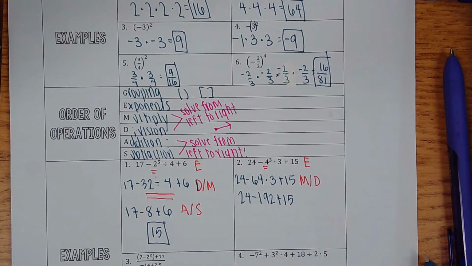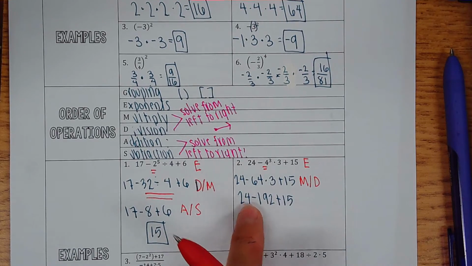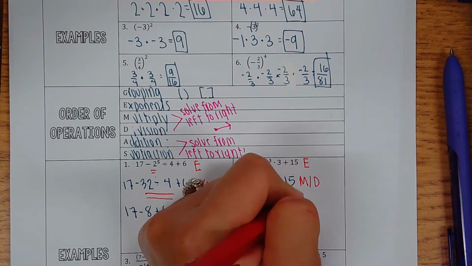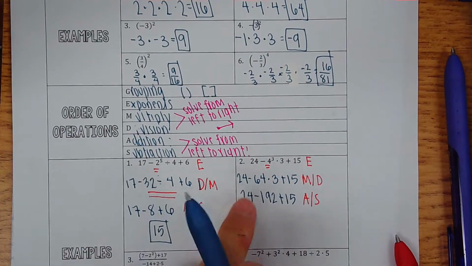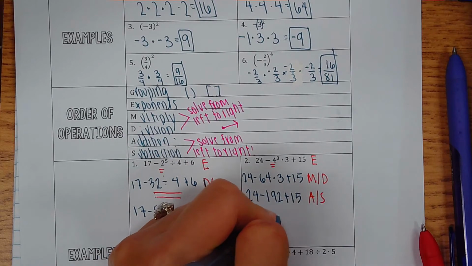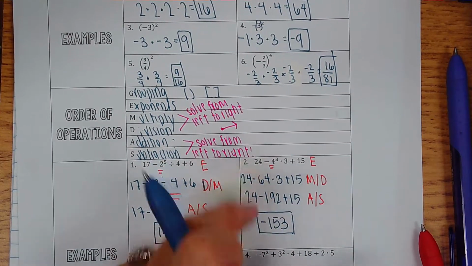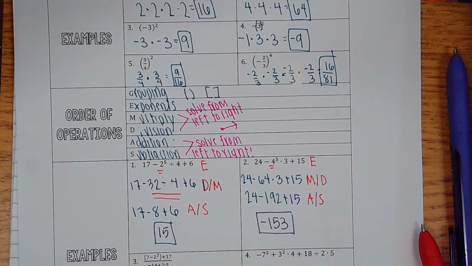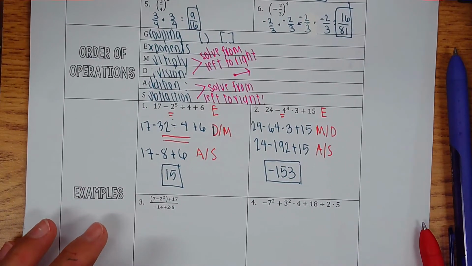Okay, and then I look and I see, what's next? Well, I'm working left to right, so I'm going to do the subtraction first and then the addition. So addition, subtraction. And when I do that, 24 minus 192 plus 15, I get negative 153. Pause me if I'm ever going too fast. Have your calculator out, work alongside me. That is completely fine. All right, now we have some that start to get a little bit trickier.